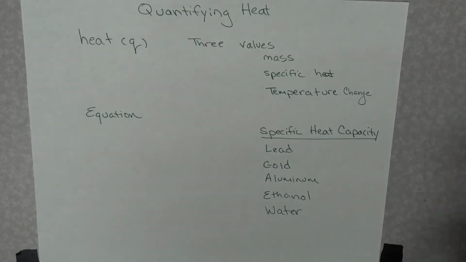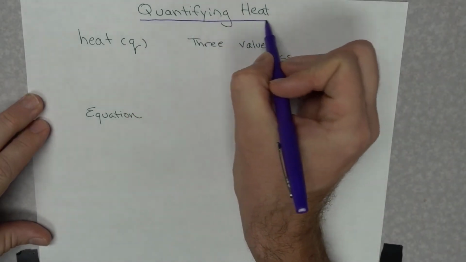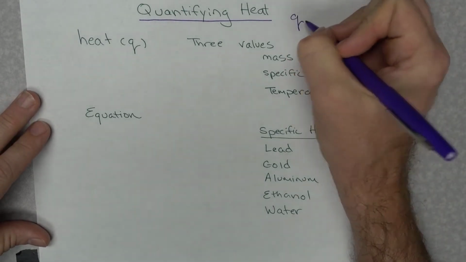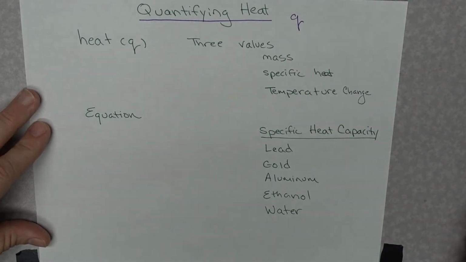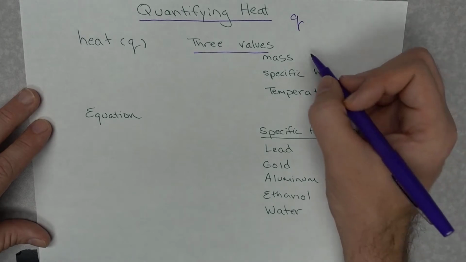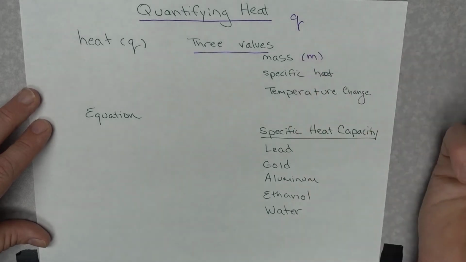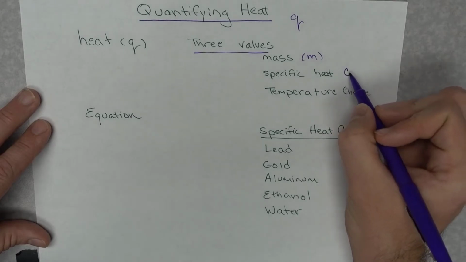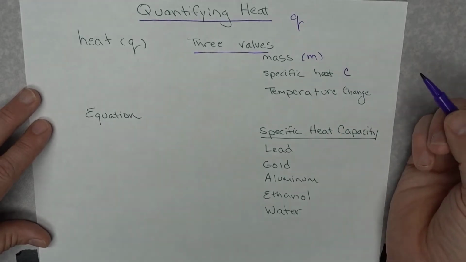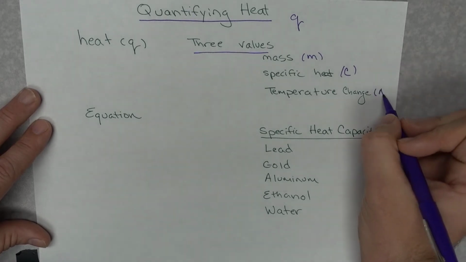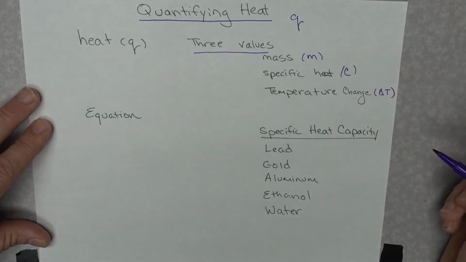Hey guys, we're going to go over quantifying heat right now, and that's an important thing for us to be able to do. We're going to want to be able to get at this number Q. It's a really important one, how much heat is going into or coming out of something. So that depends on three different values: the mass of something, which we usually abbreviate as M, a quantity known as specific heat, and we'll get to what that means in a minute, but that usually gets the symbol C, and then the temperature change, and that usually gets the symbol delta T, change in temperature.